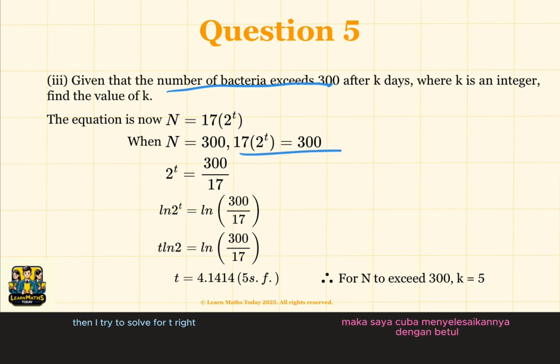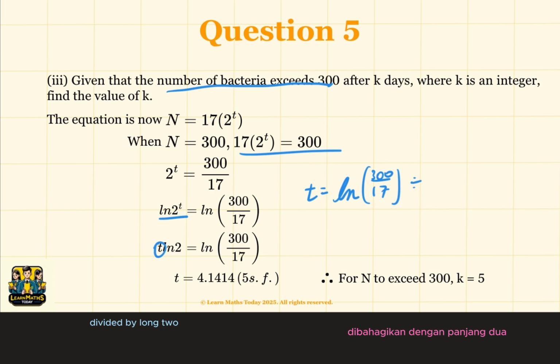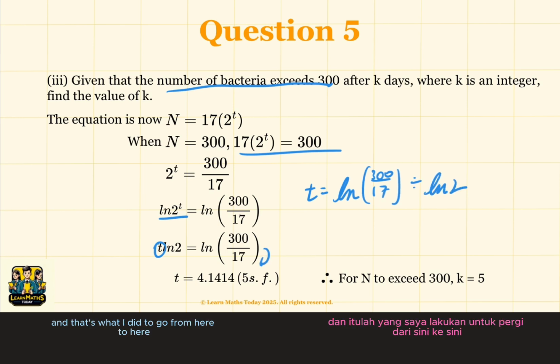Then I try to solve for t. First I divide both sides by 17. And I take natural log on both sides. Again, you can take common log if you wanted to. But I just took natural log. So then I can bring down the t and divide both sides by ln 2. So t equals ln of 300 over 17 divided by ln 2. And that's what I did to go from here to here. And I get that t equals 4.1414.